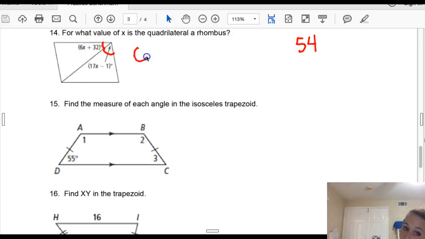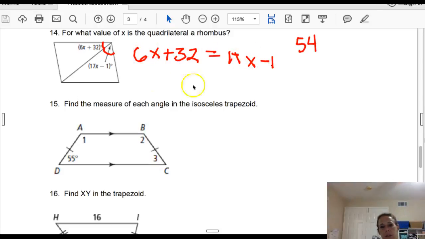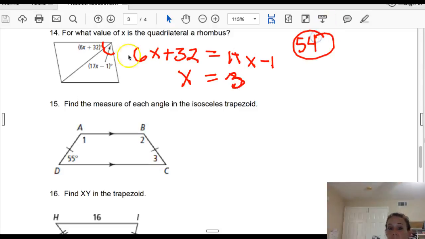So to make that work, you just go 6x plus 32. This is just your basic math, equals 17x. That's supposed to be a 17 minus 1. Go ahead and do the algebra on this. Subtract 6x, move this to this side, and work that. I'm not going to work that for you. That's just basic algebra. You should come up with x equals 3 here. Just knowing that property, theorem 54, is how you set this up. You want these to be congruent so that this diagonal bisects the pair of angles.